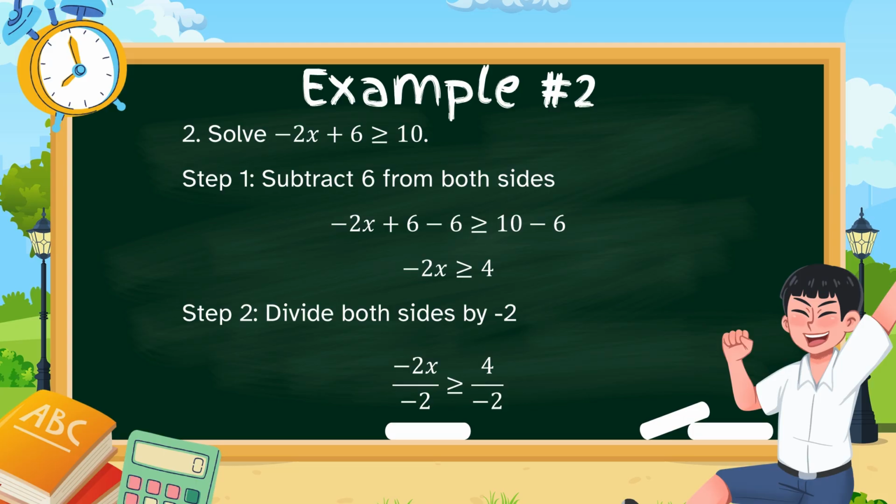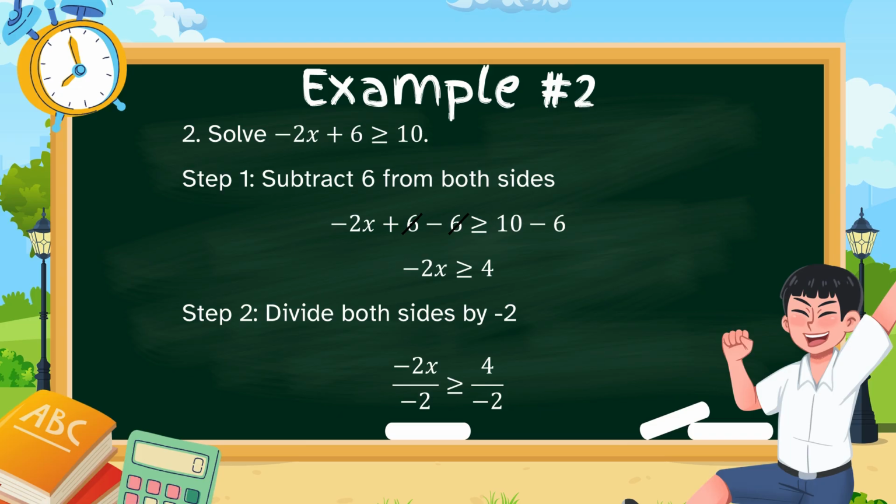Example number 2. Just like before, we want to isolate the term with the variable, negative 2x. Step 1. Subtract 6 from both sides. We take negative 2x plus 6 is greater than or equal to 10. We subtract 6 from both sides. The 6's cancel on the left, and 10 minus 6 is 4. This leaves us with the simplified inequality: negative 2x is greater than or equal to 4.